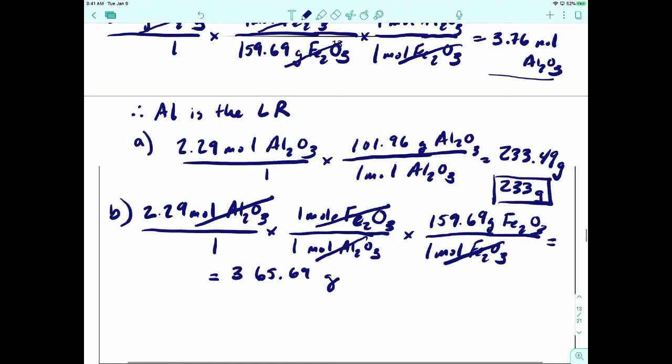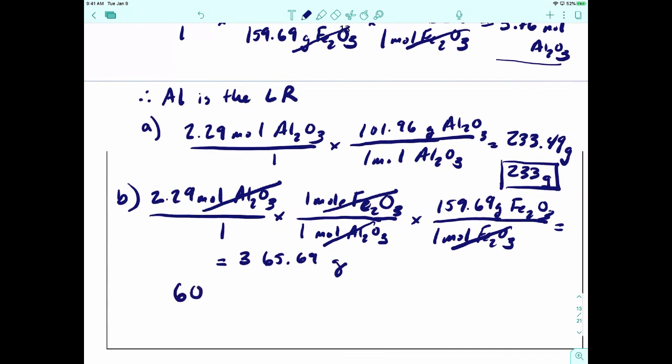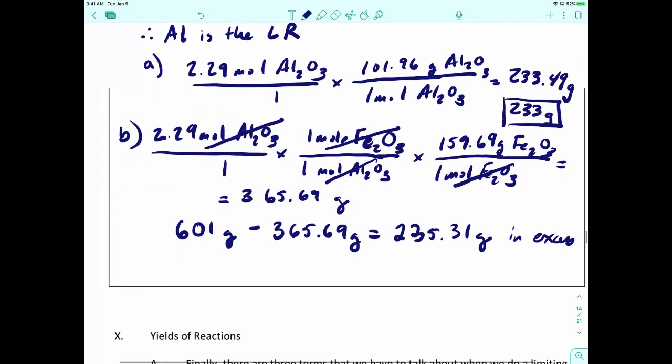To do that, we originally started with 601 grams of Fe2O3. If we take that 601 grams and subtract 365.69 grams from it, this is going to tell you how many grams in excess you are. In this case, you have 235.31 grams in excess. Because this is our final answer, we have to report this with the right number of sig figs. So this is going to be 235 grams. And there it is. That's how you would answer this kind of problem.